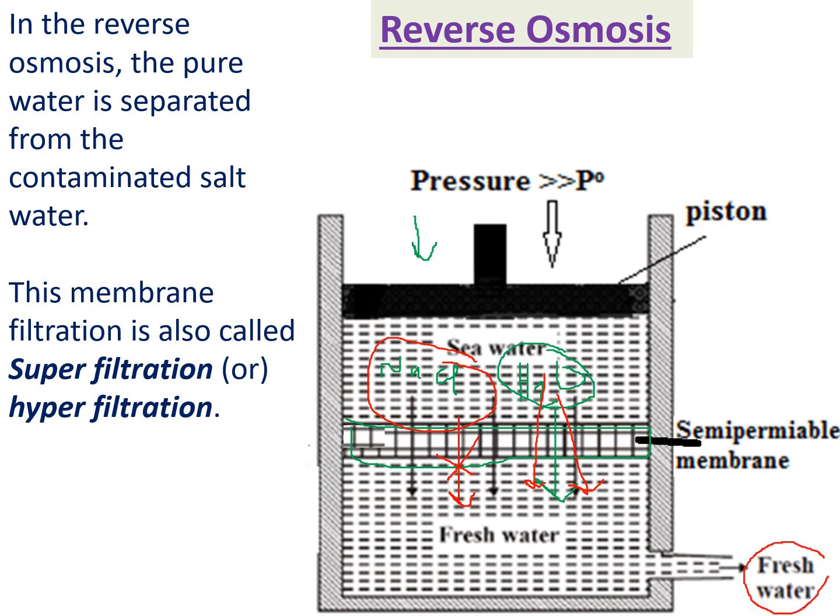This process is called reverse osmosis for the desalination method. Here you can say this is super filtration or hyper filtration. In normal filtration we only separate the visible solute particles, but here non-visible ions are also separated by this filtration. That's why this filtration is called super filtration or hyper filtration.